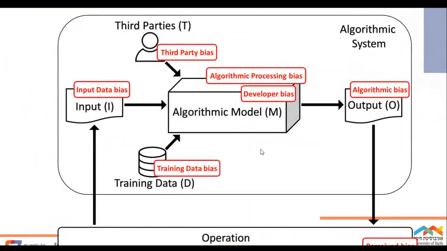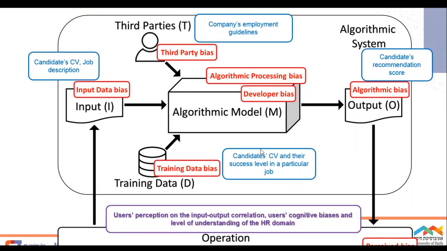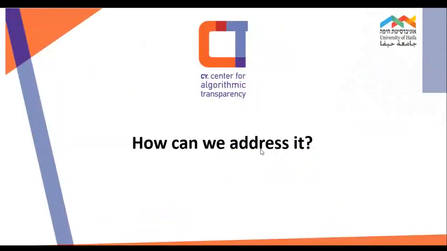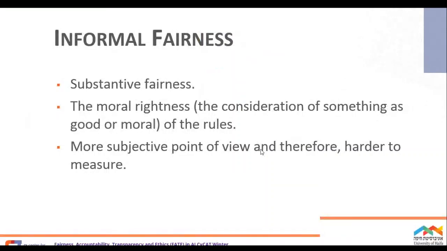So let's look again at our model, and we have the input and the third party and the training data and the output, and we have the perceived bias, which is actually the perception of the users given the input to the system, the results, and what the user thinks about the correlation between the results and the input. And this is something that we'd like to address and help users reason about and convince them whenever there is a fair system that it is actually fair.